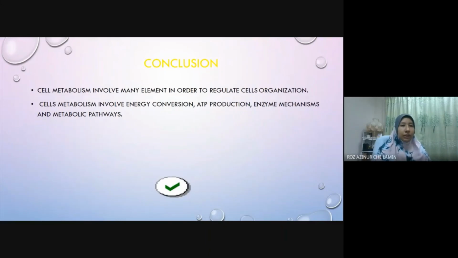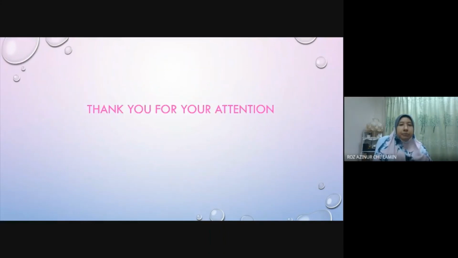For the conclusion, cell metabolism involves many elements in order to regulate the cell organization. Cell metabolism involves energy conversion, ATP production, enzyme mechanism, and also metabolic pathway. Okay, thank you for your attention.